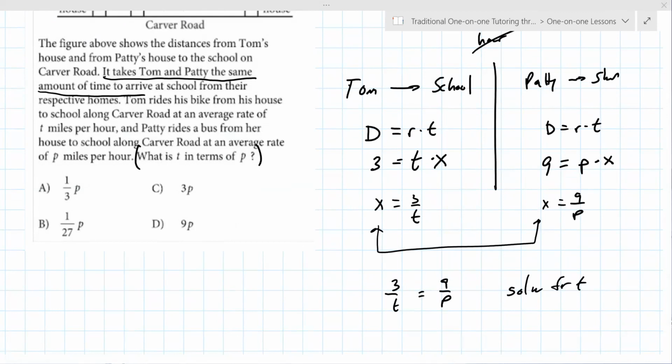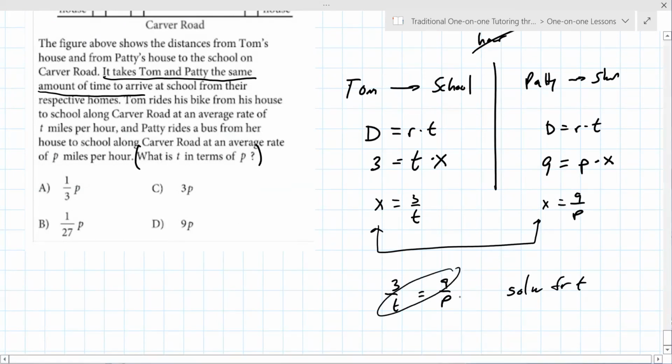Would I multiply by 3 to bring it over, or what? You got to get it out of the bottom. So you get it out of the bottom by cross multiplying. Oh.